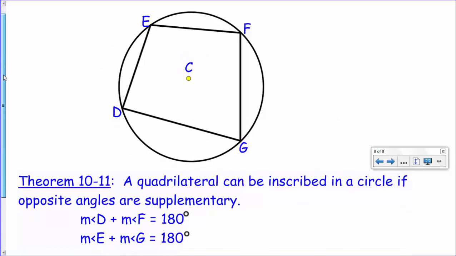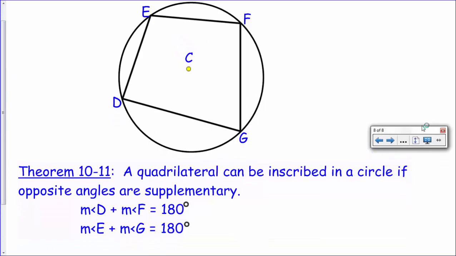Here's another one. A quadrilateral can be inscribed in a circle if opposite angles are supplementary. So that means that angle D plus angle F equals 180 degrees. The measure of angle E plus the measure of angle G also has to equal 180 degrees. They don't have to equal each other. The sum just has to equal 180. Also remember that any four-sided shape has a sum of 360 degrees. All quadrilaterals have a sum of 360.